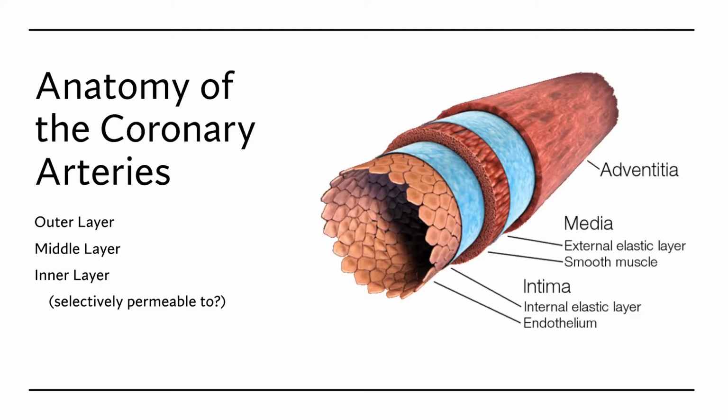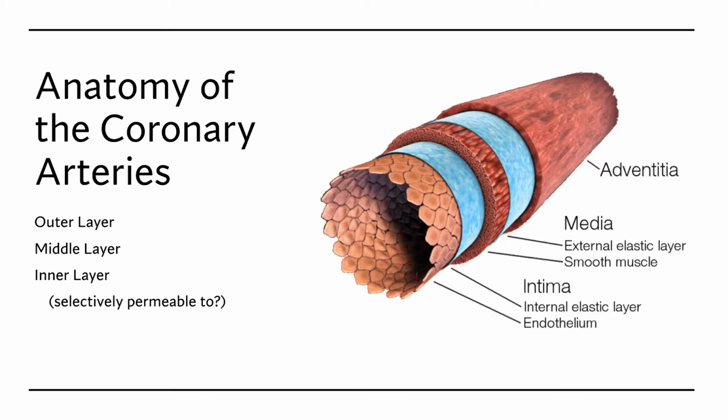So to do that, first we need to talk about arteries. Specifically, we're going to be talking about coronary artery anatomy. So the technical names for these three layers are the tunica adventitia, tunica media, and tunica intima. You'll also see these just called simply the outer, middle, and inner layer.